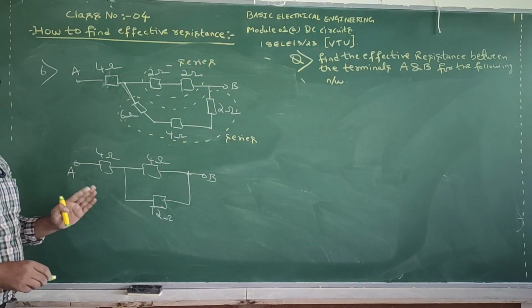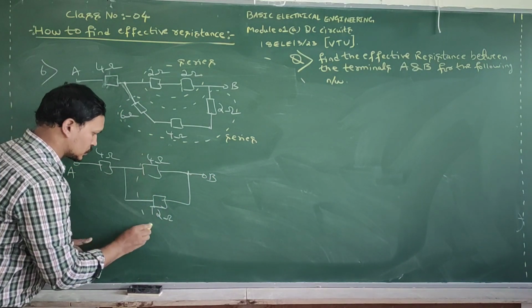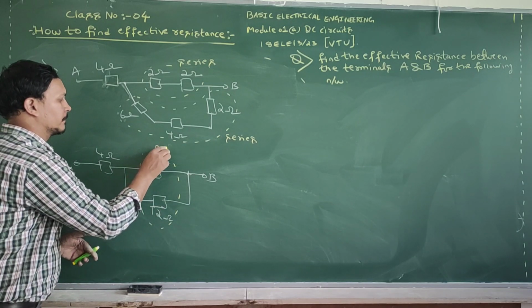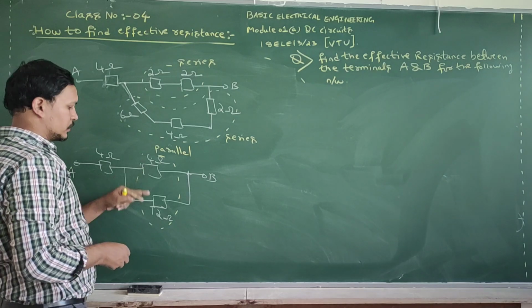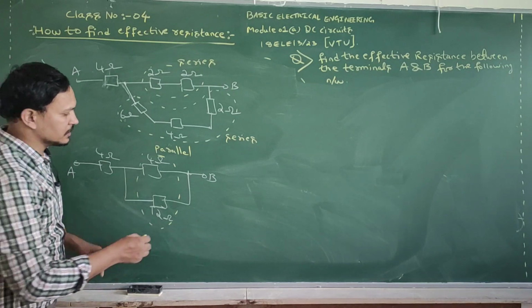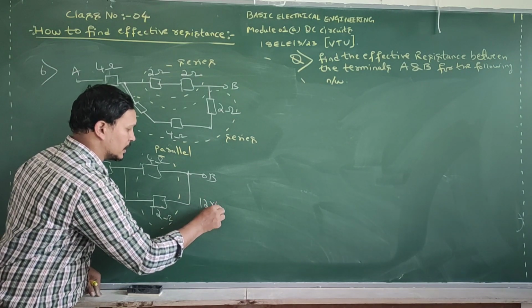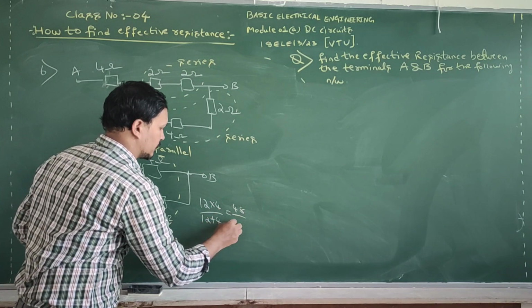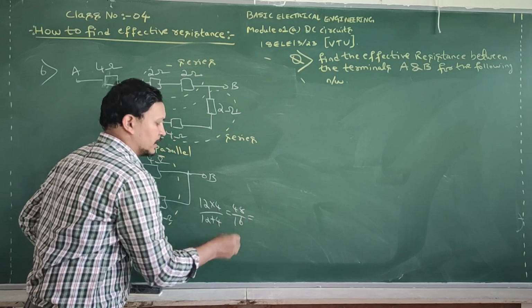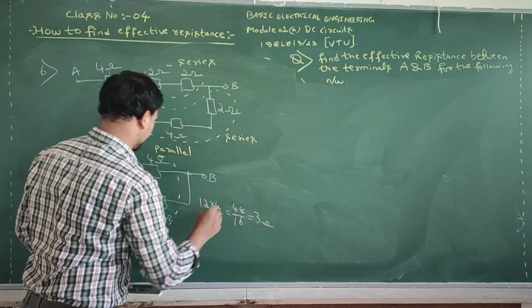Okay, between A and B, this is the network. Now, these two are connected in parallel. Very good. So, parallel. Two resistors are different. We can multiply. 12 into 4 divided by 12 plus 4. 12 4 is 48. 12 plus 4 is 16. 48 by 16 is 3 ohms.